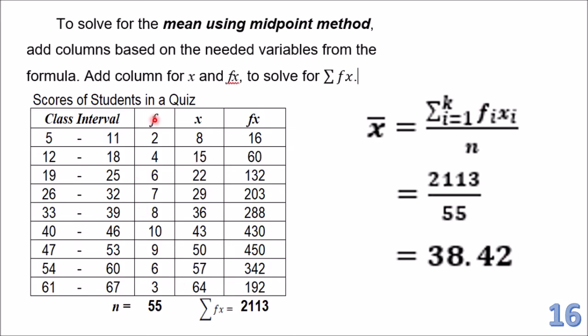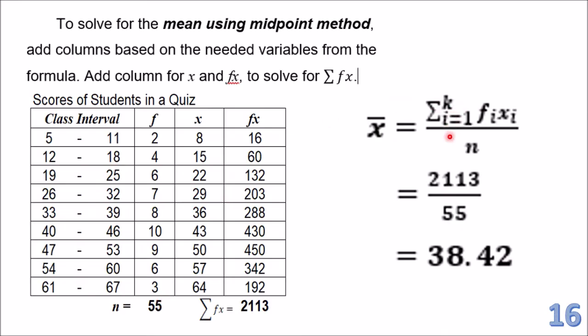We need to add the total frequency here. That is our n. So the n is 55. That is the sum of this frequency. Ibig sabihin, 55 yung ating students na nag-take ng quiz. And then we also add this fx here. 16 plus 60 plus 132 plus 203 and so on up to plus 192. The total is 1,113. Ito yung ating summation of the fx. Ito yung dalawang kailangan natin para ma-solve natin yung mean using the midpoint method.